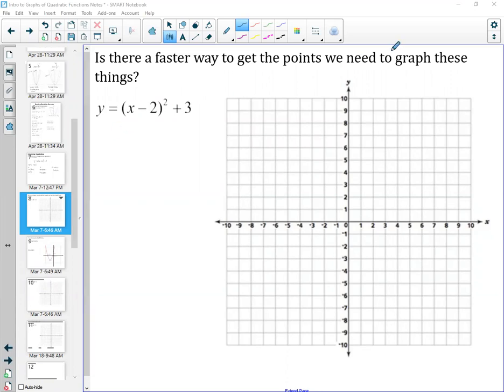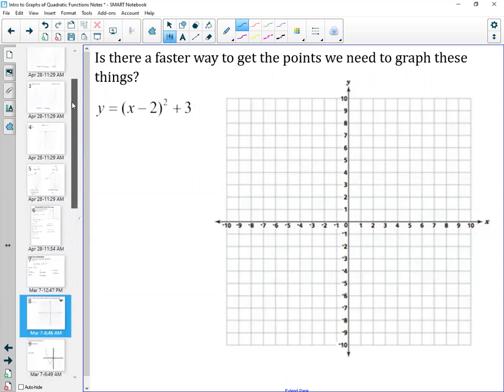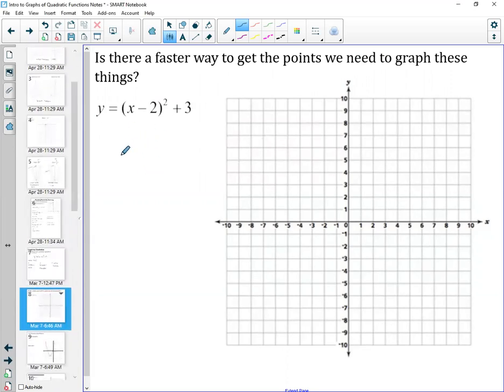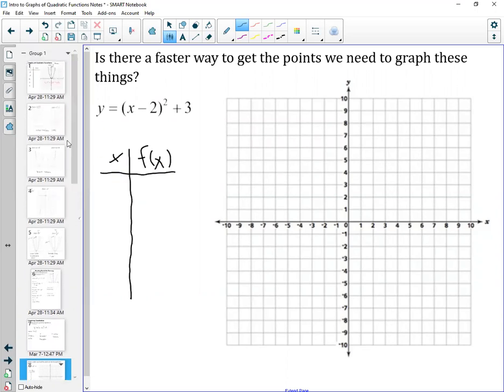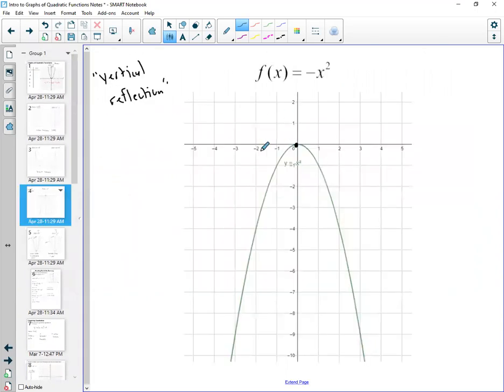So this is what I mean when I say the points we need to graph these things. We're going to try and do these with t-charts most of the time. We're going to have x's on the left, f of x's on the right. And here's the thing. If the parabola looks like this, then using these 5 points would work pretty well, because you would get the shape of the parabola in them. If I graph this point, this point, this one, and this one, I could see pretty clearly the parabola looks like this.